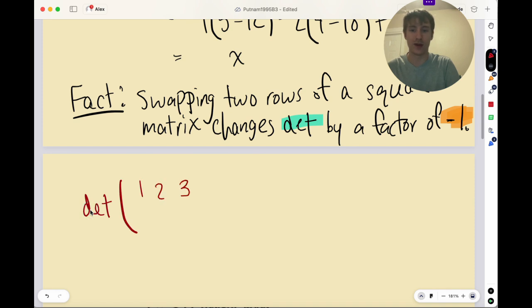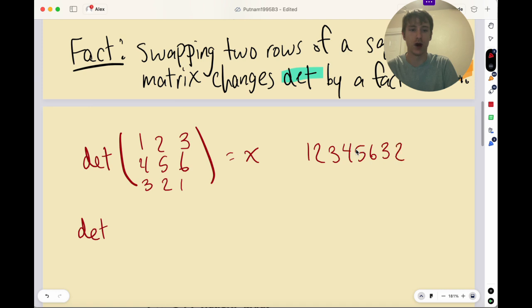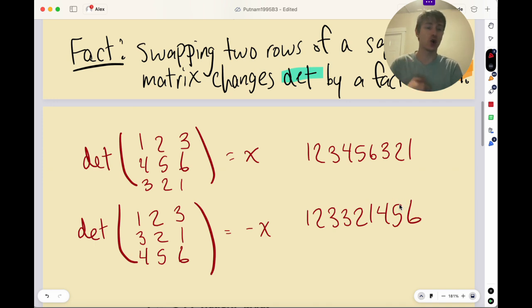Right, so I guess, summary, the determinant of, what did we say? 1, 2, 3, 4, 5, 6, 3, 2, 1, I don't know, that's X. But what I do know is that if I swap these 2 rows, because this is associated with the n squared digit 1, 2, 3, 4, 5, 6, 3, 2, 1. If I just go ahead and swap the middle and bottom rows, so this is 3, 2, 1, 4, 5, 6, the determinant of that is -X, and that's associated with the number 1, 2, 3, 3, 2, 1, 4, 5, 6. And you can always find such a corresponding pair.